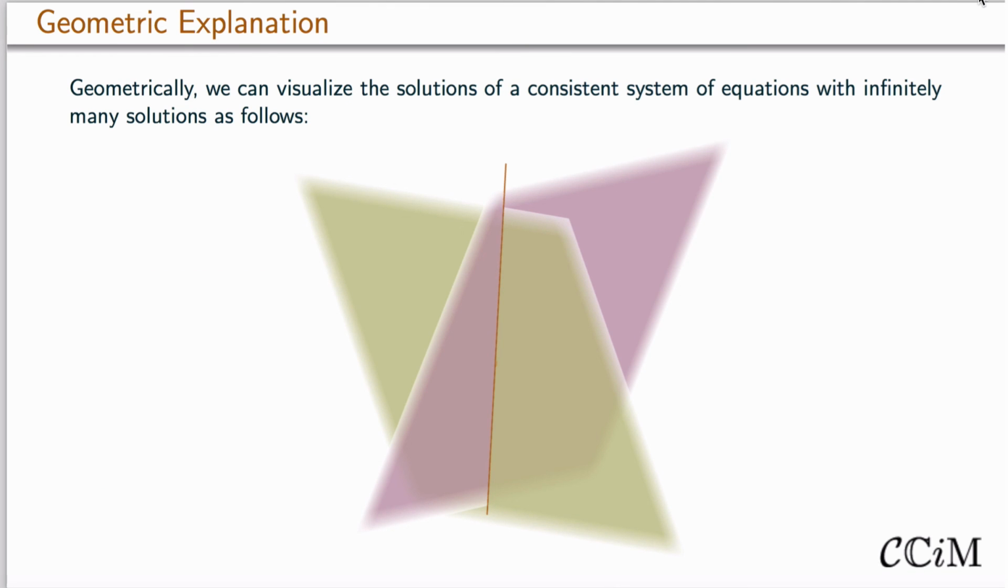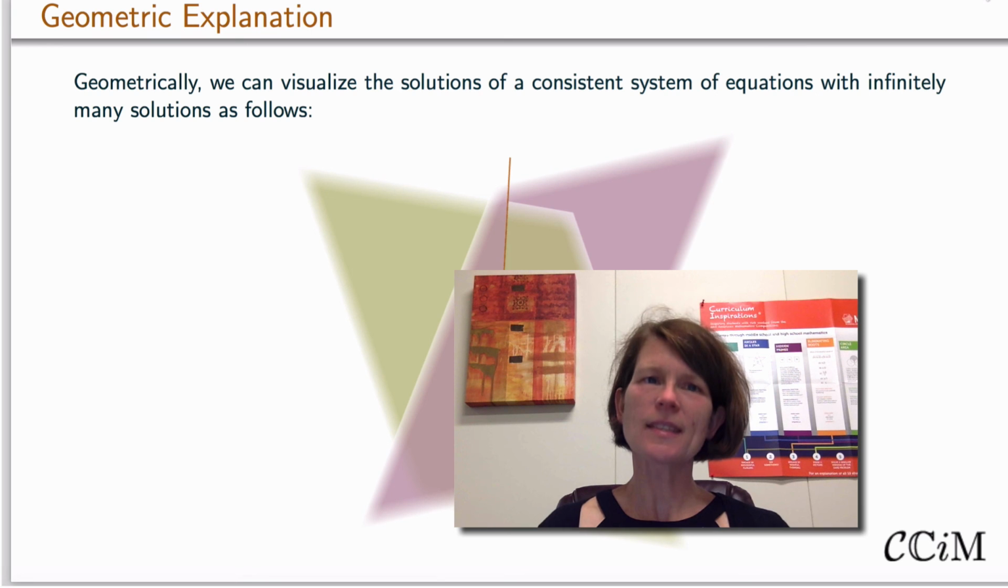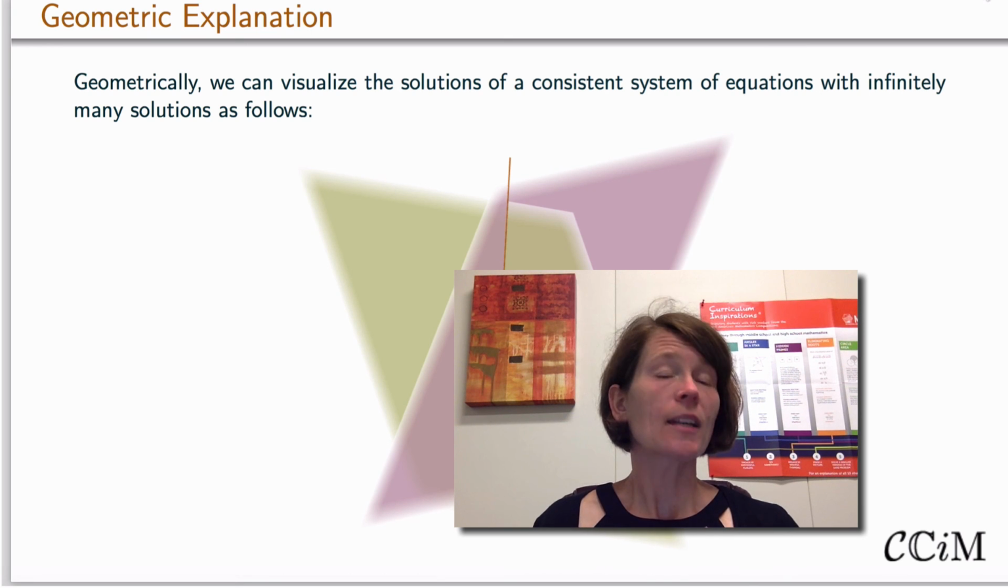Geometrically, we can visualize what's happening in a consistent system of equations with infinitely many solutions. In this case here, we only had two equations. Each of the equations determines a plane in R3 in this example, and these two planes intersect in a line. That line of intersection is the solution set for the system of equations. Next, we'll look at systems of equations that are inconsistent.